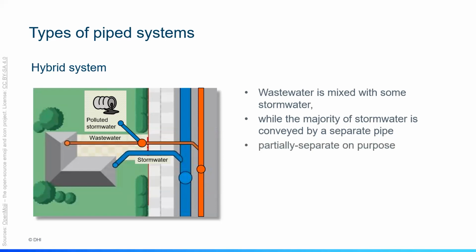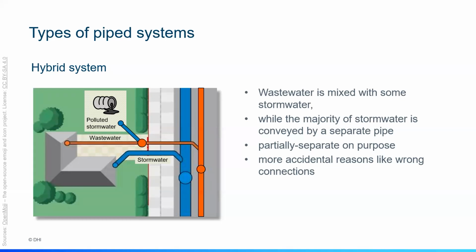And sometimes it's called a partially separate system. And in the best case, this has been built on purpose, precisely to cater for the polluted stormwater. But in reality, they also exist for more accidental reasons, because we have wrong stormwater connections to the wastewater pipe, or the whole system is a grown one, and you have new stormwater pipes, but they are still going into a combined or wastewater system.